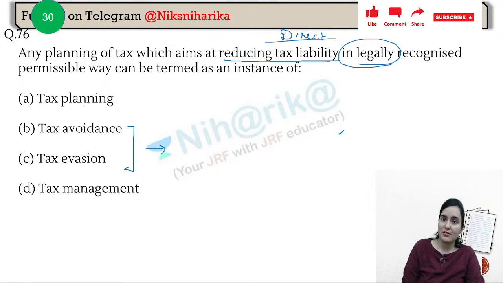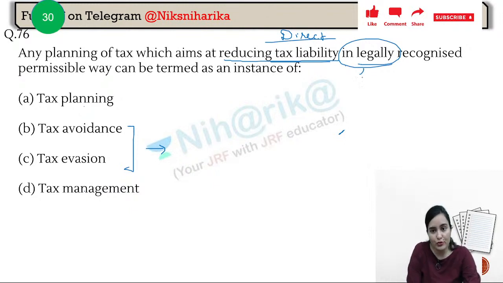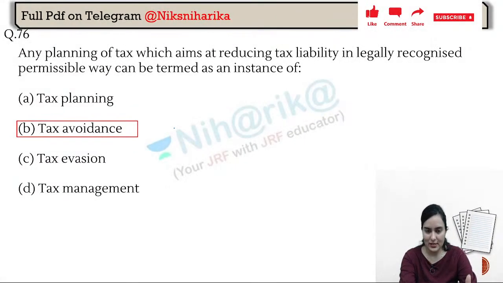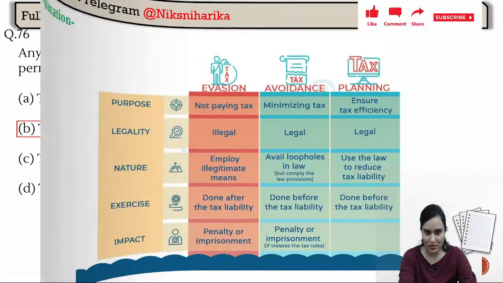Planning is in advance. Planning is always done in advance. What we are doing, we are making use of the loopholes legally. So the answer will be avoidance or evasion. Direct question from notes, from material. It will be avoidance. Evasion is tax theft. Yes, the legal way is avoidance.